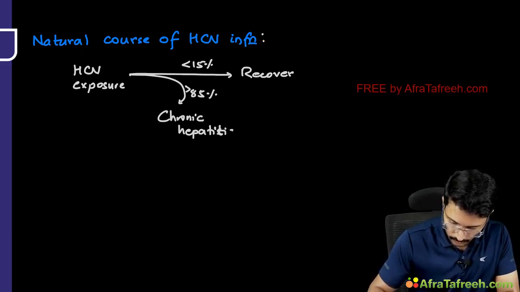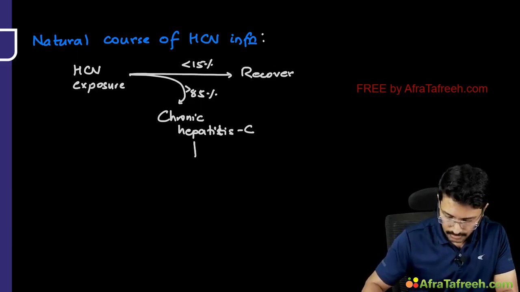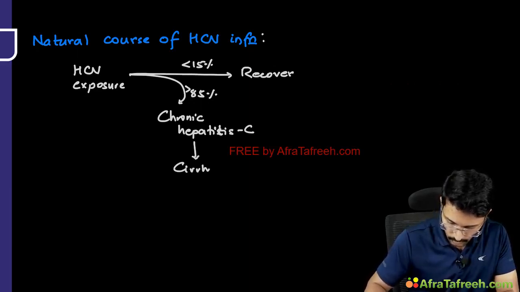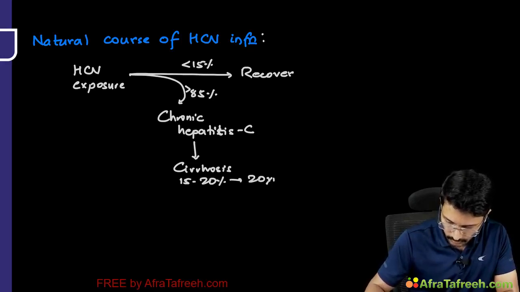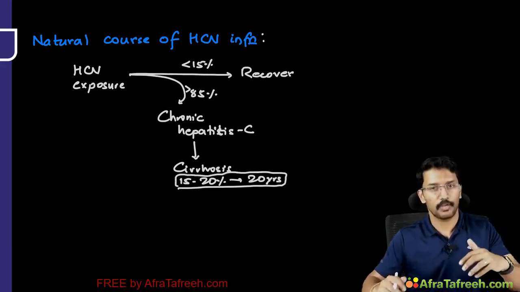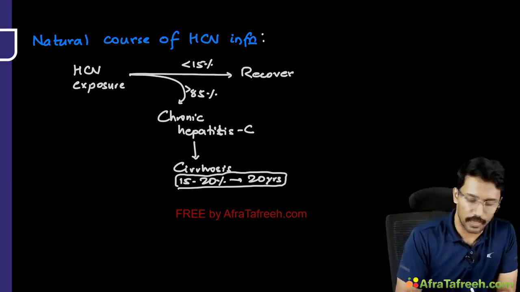hepatitis C. And once they become chronic hepatitis C, obviously there is risk of progression to cirrhosis. Around 15 to 20% of them will develop cirrhosis over the next 20 years. Remaining patients might have mild, moderate to severe hepatitis without developing frank cirrhosis. There will be some amount of fibrosis, but without developing frank cirrhosis.